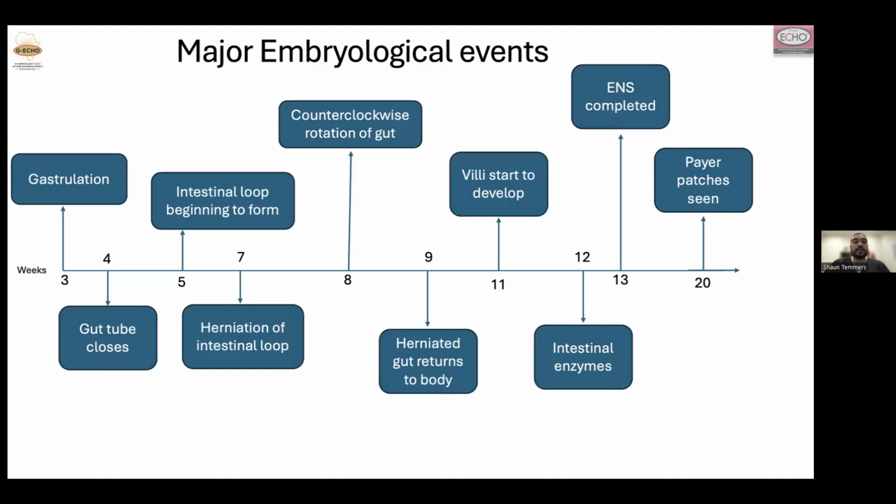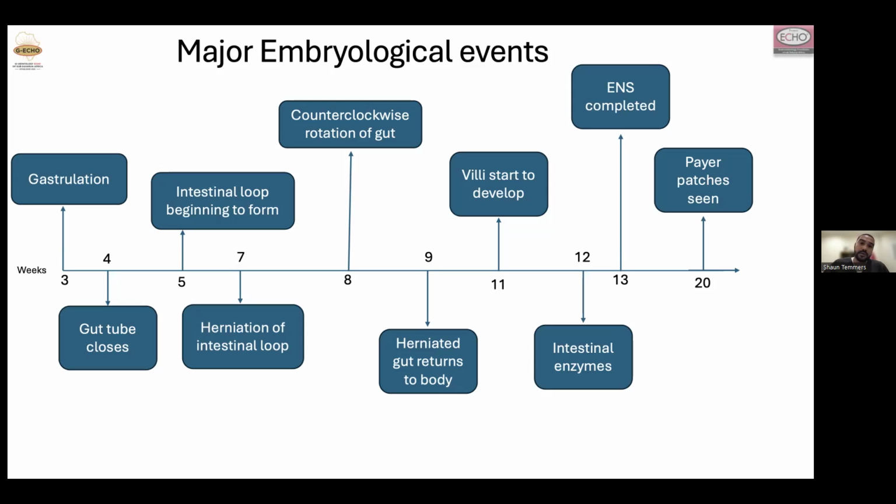So this slide illustrates a timeline of embryology, and gastrulation occurs roughly at about 3 weeks post-conception. Now, the gut is made up of elements of the endoderm, ectoderm, and mesoderm, but the majority of the gastrointestinal tract epithelium is made up predominantly from the endoderm. So gastrulation occurs at around 3 weeks, and the primitive gut remains an open tube. The gut tube actually closes about a week later, and then intestinal loops begin to form.